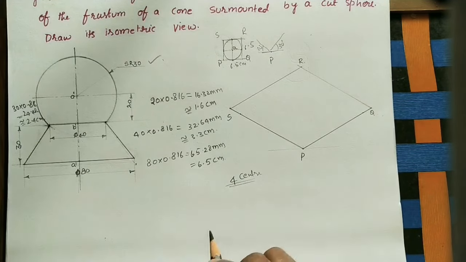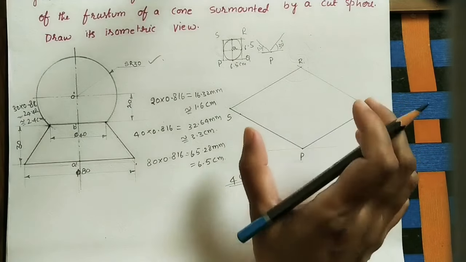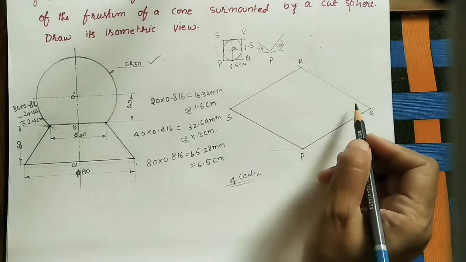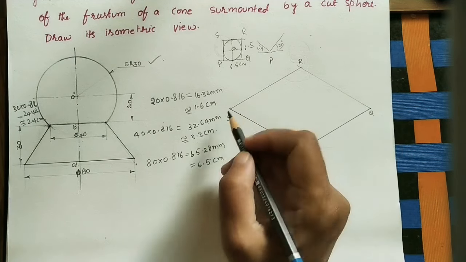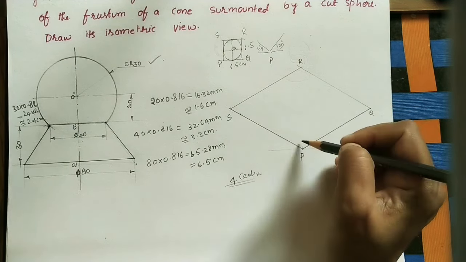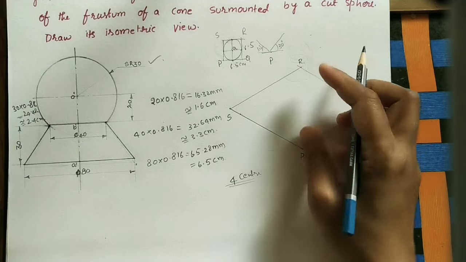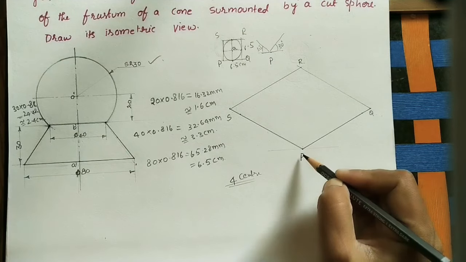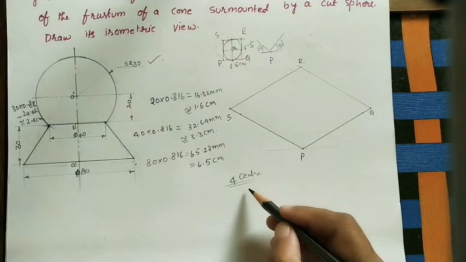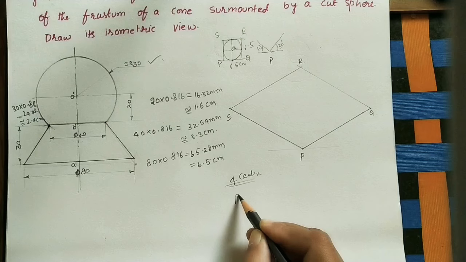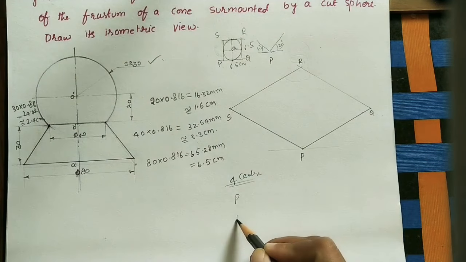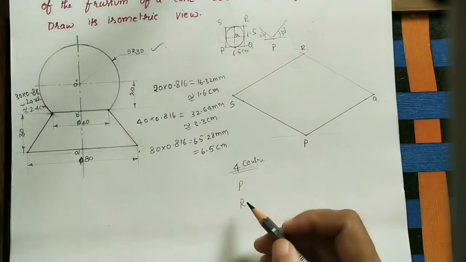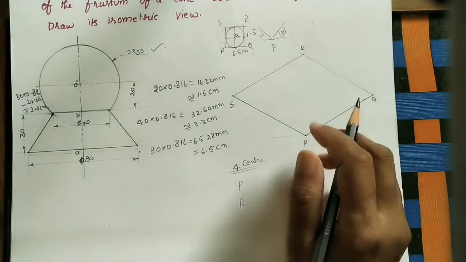In the four center method, for this rhombus, take the smaller diagonal length. Diagonal means joining opposite ends. If you join these two, we will get one diagonal. If you join these two, we will get another diagonal. This is the smaller diagonal compared to the other. So take these two ends as the two centers. P is one center and R is another center. We are using four centers. We got two centers; the remaining two centers we will get here.